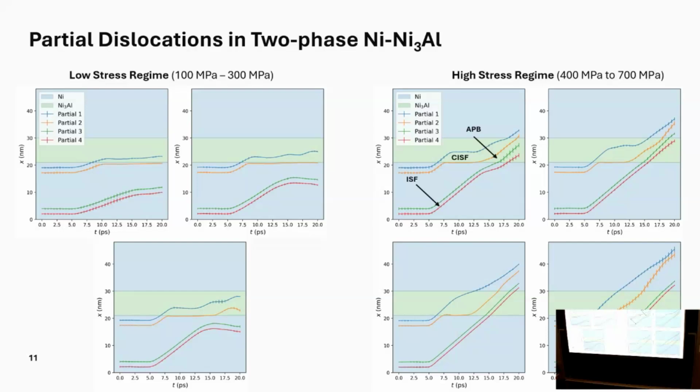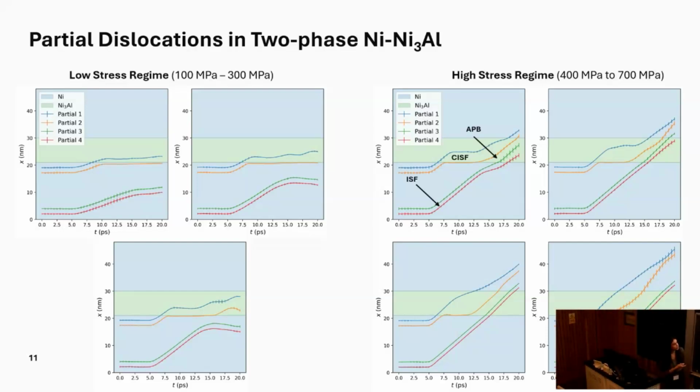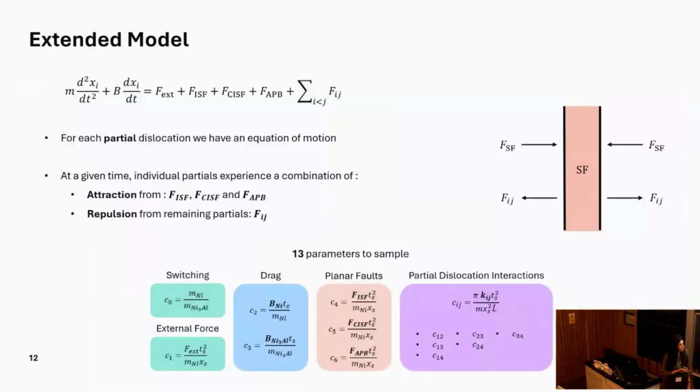And just to highlight this, because we're looking at the partial separations, it can give us information about the different stacking faults and the planar faults that form in these cases. And we'll focus on this stress regime where the leading dislocation and the trailing dislocation can be driven through the secondary phase. So to model this, we extend our equation of motion.